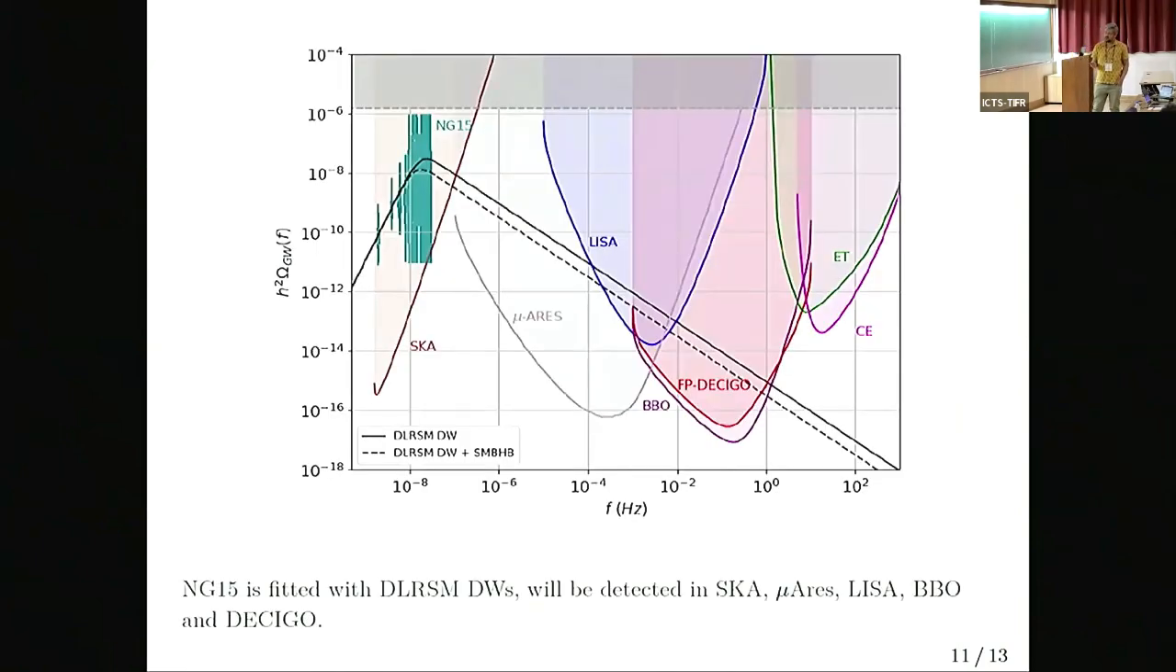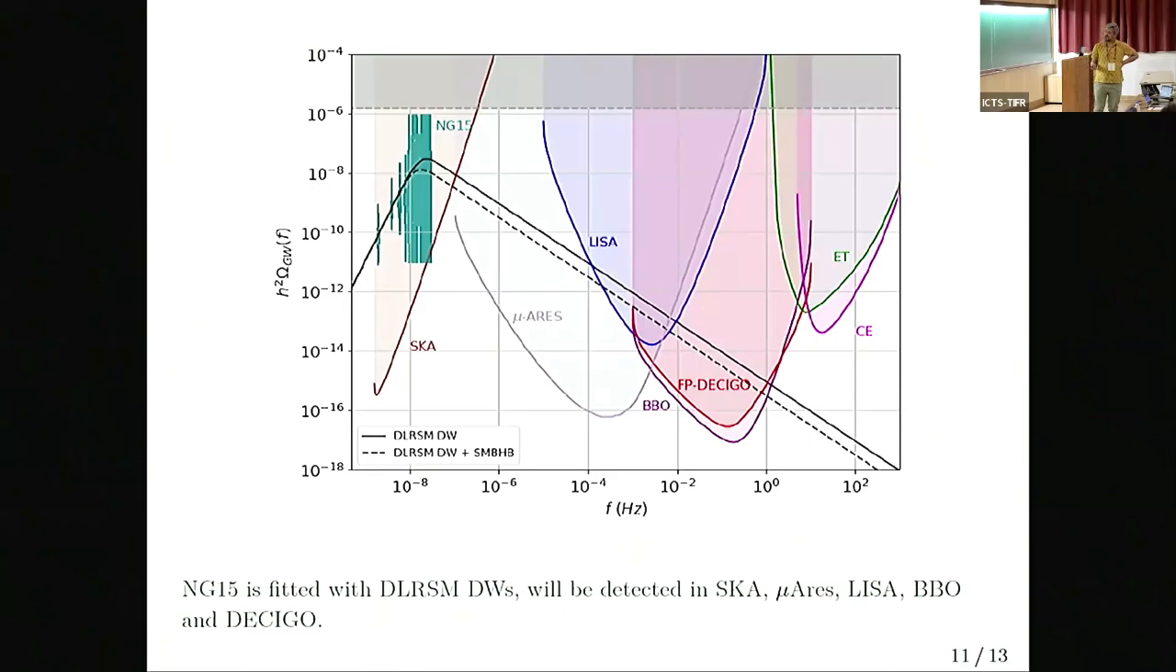So when we take the best fit, this is how the spectrum would look in the two cases, that is, with or without including the SMBHB contribution. And what we see is that if this is really because of the domain walls, we should be able to observe this signal in the upcoming observatories, and that would be a complementary probe to verify this later.